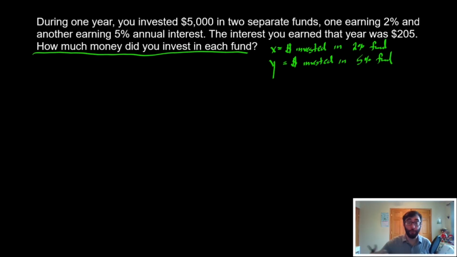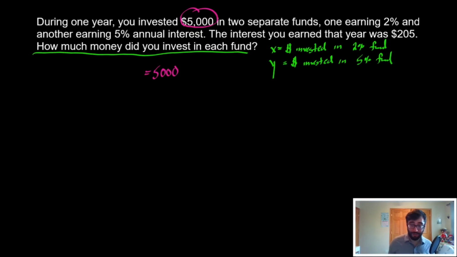Now, how do we get there? All right, well, let's take a look. So they're saying you invested $5,000. We invested $5,000, okay? Well, now I know that I should have something equal to 5,000. Well, we invested 5,000 in two funds. How did we get there? Well, I take how much money I invested in the 2% fund. If I add that to how much money we invested in the 5% fund, that should tell me how much total money we invested, which is 5,000.